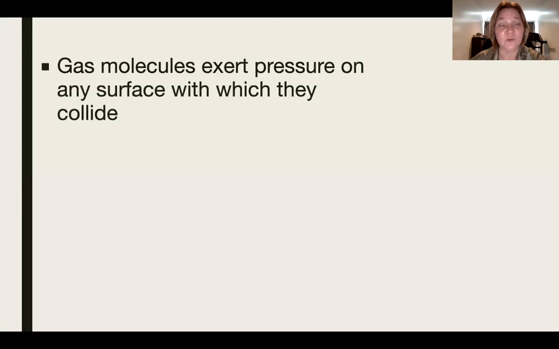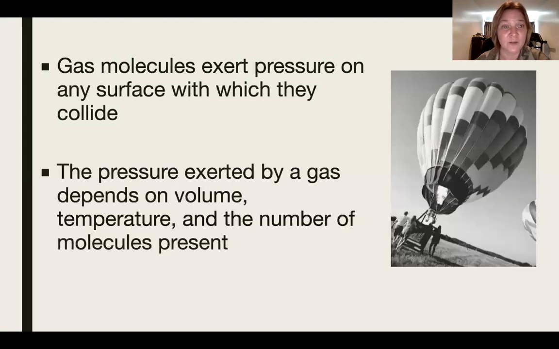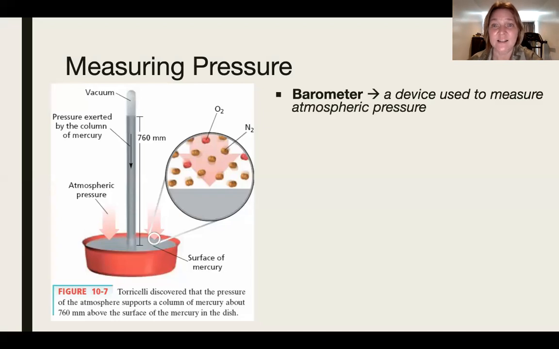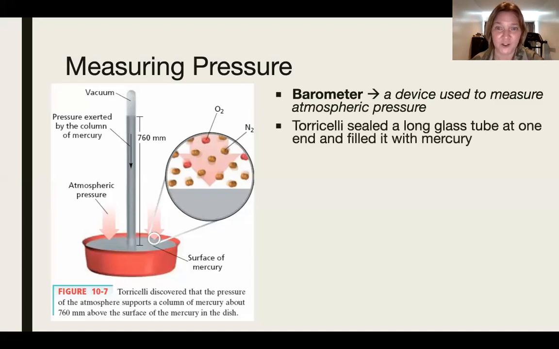Gas molecules exert pressure on any surface with which they collide. The pressure exerted by a gas depends on volume, temperature, and the number of molecules present. And the gas laws that we're going to be studying in this chapter will reflect each of those circumstances. A barometer is the device that's used to measure atmospheric pressure.